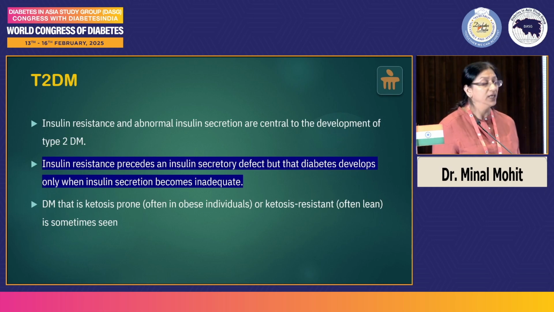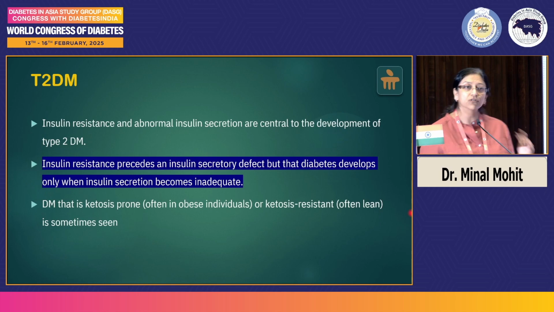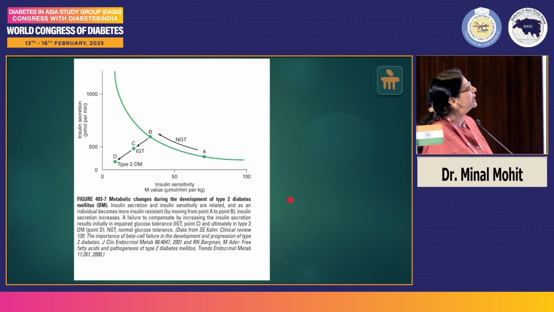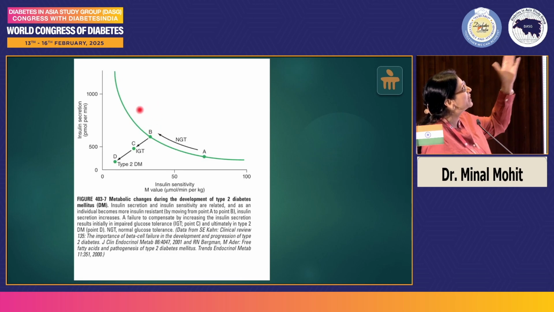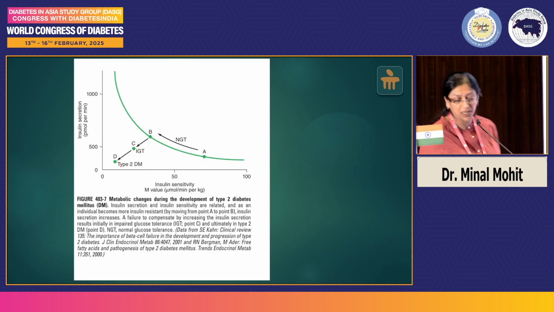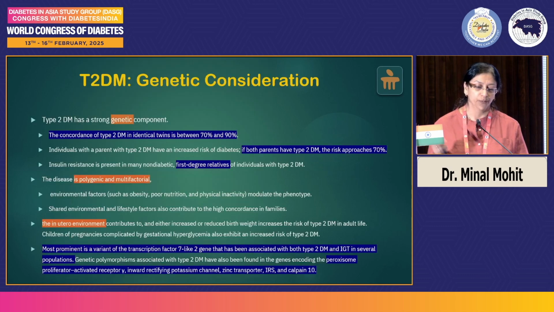Coming to type 2. In type 2, there is more of insulin resistance to begin with. But insulin resistance is combated by hyperinsulinemia. So diabetes only happens when there is decreased insulin synthesis and secretion. So in the initial phase, as the insulin resistance is increasing, hyperinsulinemia is increasing. At this point, if hyperinsulinemia fails, then it is the time of IGT, and then it is the time of type 2 diabetes. So insulin resistance is the primary defect in type 2.